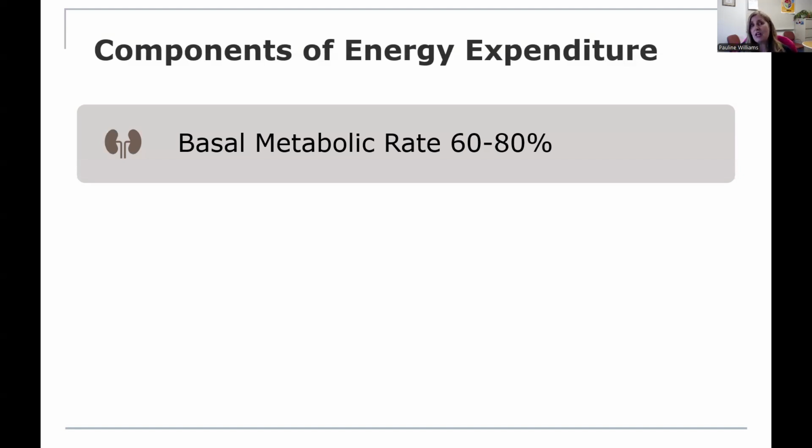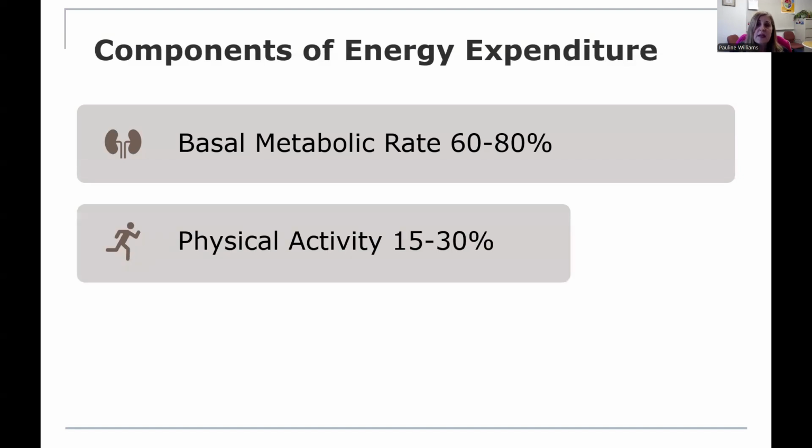For example, age. As you get older, your basal metabolic rate goes down. Your gender. Men tend to have higher basal metabolic rates than females do. Your height and your weight affect it. Somebody who weighs more or is taller has a higher basal metabolic rate. Growth and body composition can affect it. Things like illness and fever. If you have a fever, that increases your basal metabolic rate. And if somebody is fasting or they've been starving for long periods of time, that can decrease the basal metabolic rate.